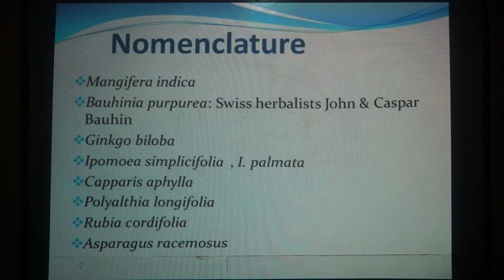So this plant Bauhinia purpurea, the genus name Bauhinia, is named after John and Caspar Bauhin, who were Swiss herbalists. On the basis of the names of these two botanists, herbalists, the name has been given to the genus Bauhinia purpurea. Similar to this, in many plants, the botanical name is given according to specific or special morphological characters that are found in them.